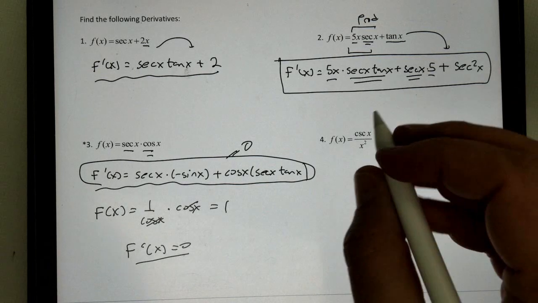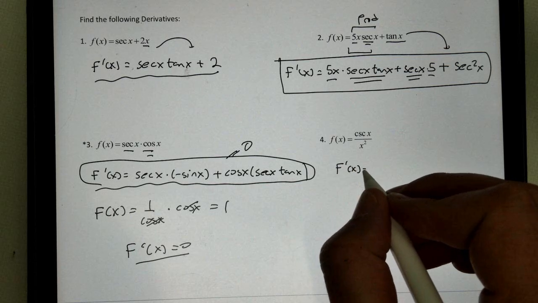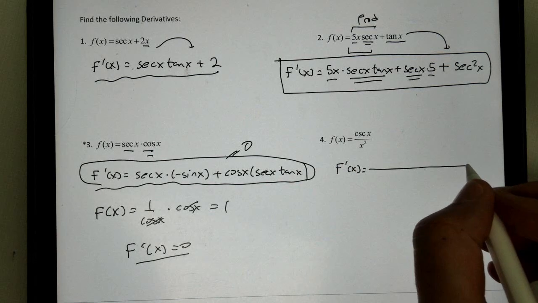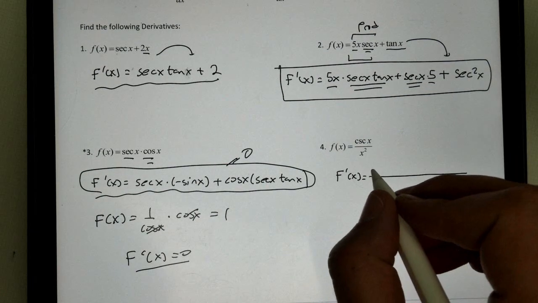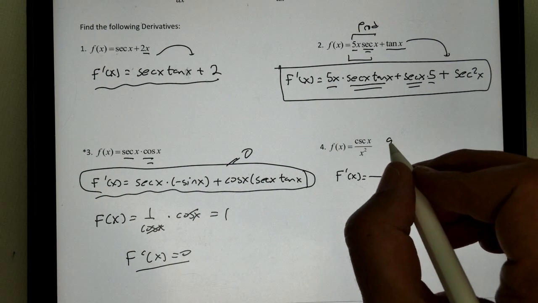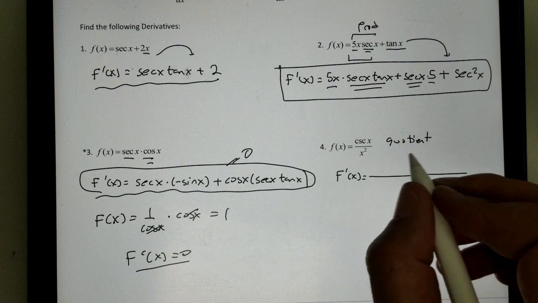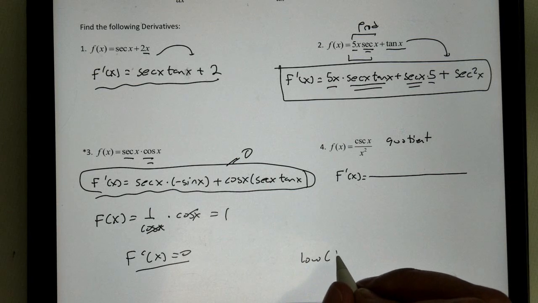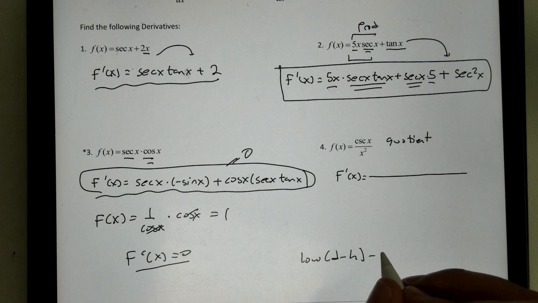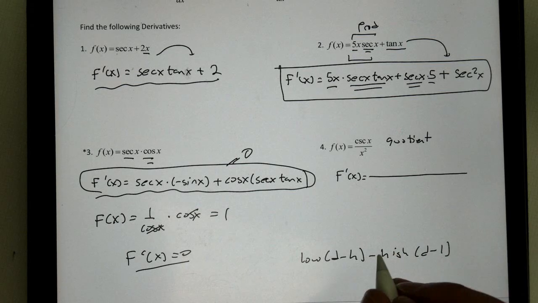All right, number 4. Let's take a look. There's our cosecant. When we take our derivative of cosecant, be careful with that one. Remember, I messed that up here, okay? We're going to get the following. Remember, now we're using our quotient rule. Low, what we did yesterday, remember, that's going to be low d high minus high d low all over low squared.